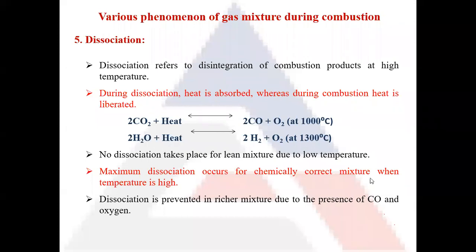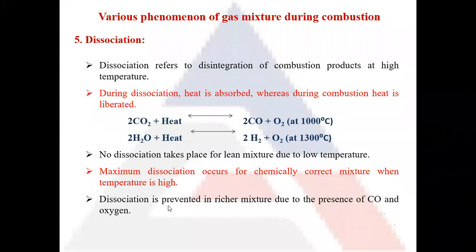Okay. Now in chemically correct mixture, where 50% is fuel particles and the same 50% is air particles, complete combustion of fuel will take place and maximum heat will be produced, or maximum temperature will be achieved. So this means maximum dissociation takes place in a chemically correct mixture.